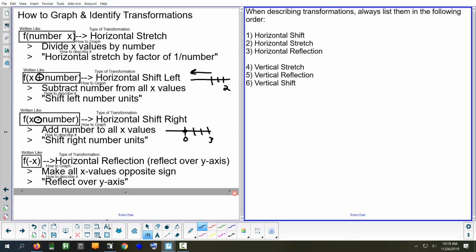Okay, so horizontal shift, horizontal stretch, horizontal reflection. Then vertical stretch, vertical reflection, vertical shift. And again, are you going to have all 6 in the same problem? No. No, you're not. And as far as notes, that's the last thing for today.